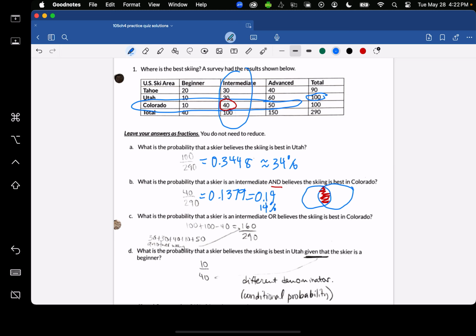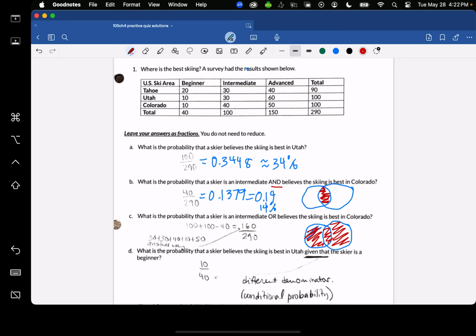Okay, what is the probability that a skier is an intermediate or believes the skiing is best in Colorado? This is almost the same question as the last one, but when we say "or," now we're allowing anybody who's in either of the circles. Anybody over here, anybody over here, anybody who says yes to both, all of those are acceptable. So I'm going to erase what I have marked up on this chart, and let's take a look.